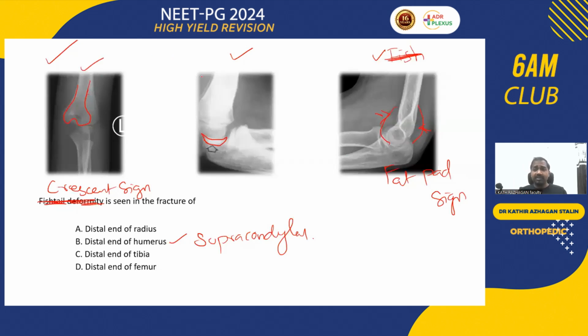For how many of you is this the first time you are seeing the crescent sign in supracondylar fracture? Just put up your hand. See? In a class of 110, there are at least 10 new people. I just assume it is new for only 10 people.